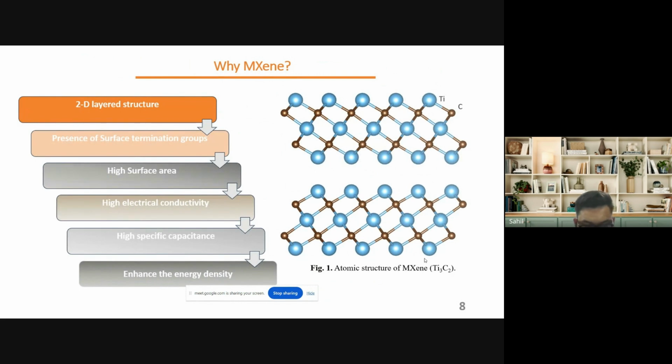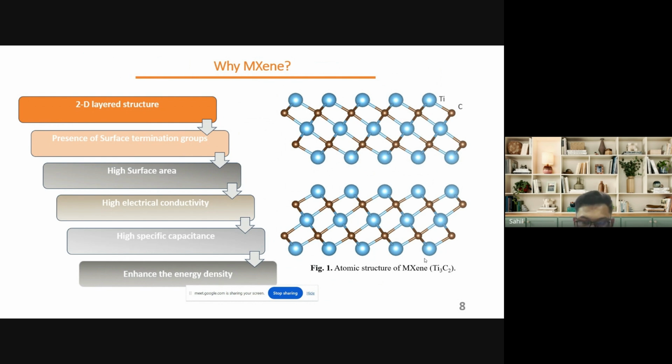So why MXene? MXene shows great potential for energy storage. It consists of a layered structure. After synthesis of MXene, we get surface termination groups, and it has high surface area, high electrical conductivity, and high specific capacitance. Due to these features, we can enhance its energy density.